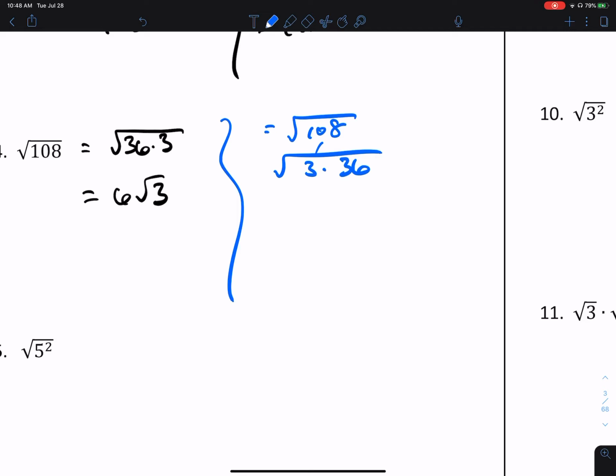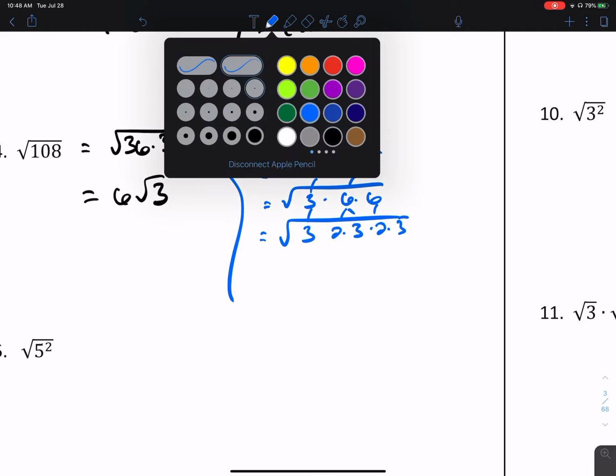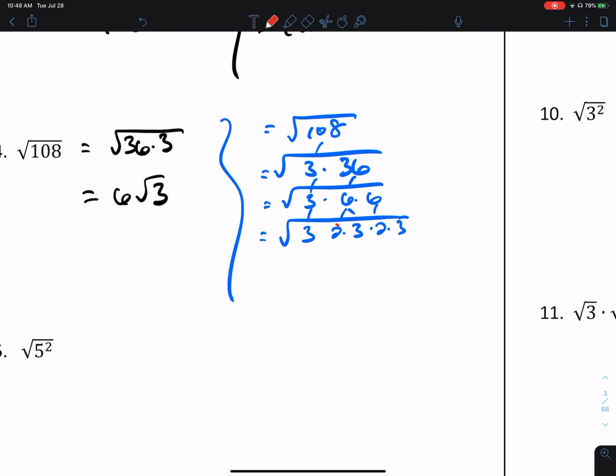Oh well. Continuing, 3 is prime. 36 is 6 times 6. 6 breaks down to 2 times 3, and so does 6. Since it's a square root, we circle pairs of the same number. We got a pair of 2's, we got a pair of 3's. For every pair, you put one of those numbers on the outside. Anything uncircled stays on the inside. This ends up being 6 square roots of 3.